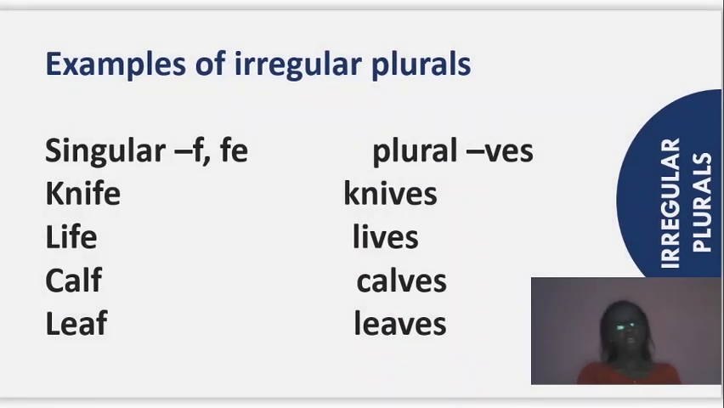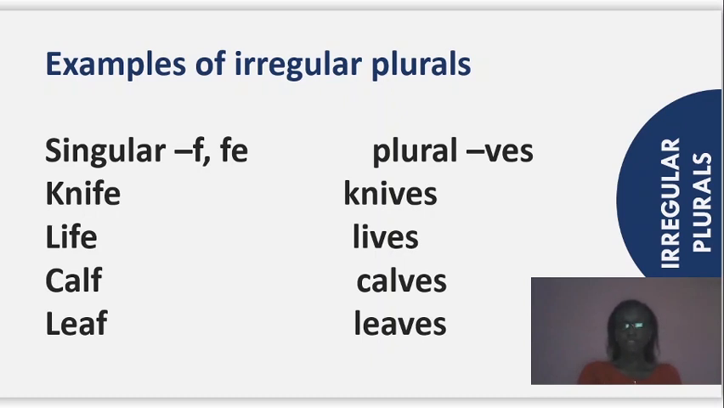So let's try to find out examples of irregular plurals. Some singular nouns end with f or fe. If it's ending with f or fe, then it could be an irregular plural. This kind of noun forms its plural by adding es. So the f or fe changes to ves.